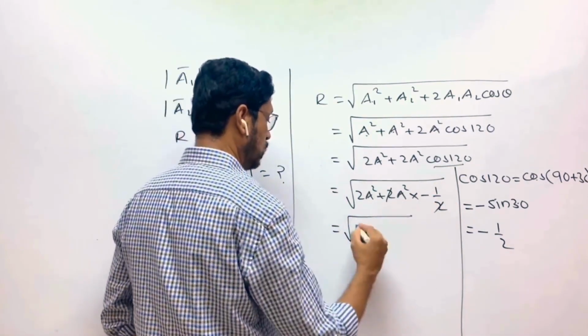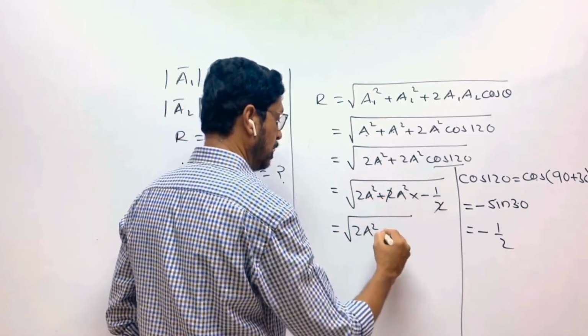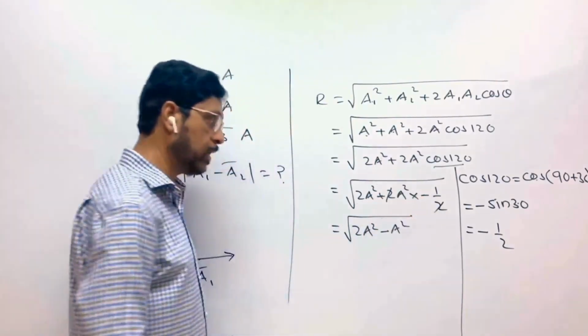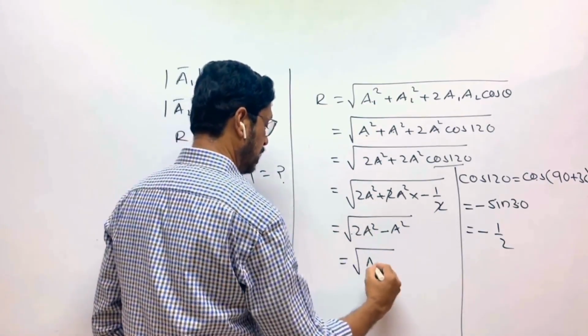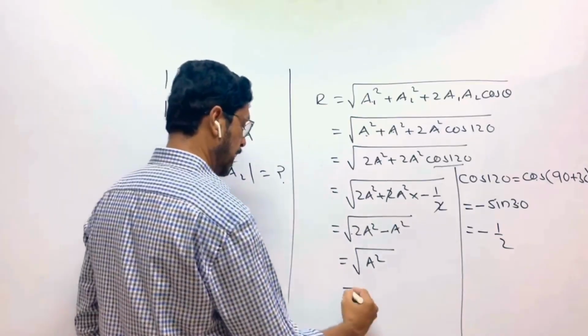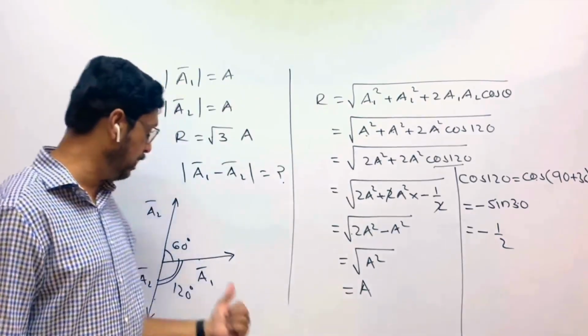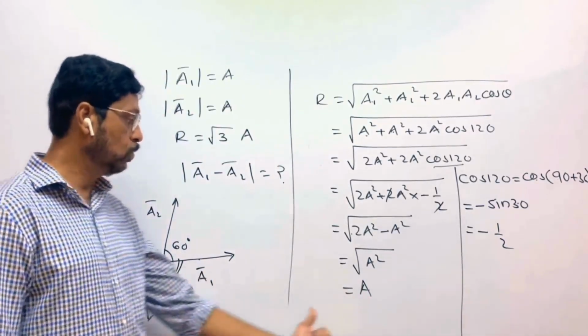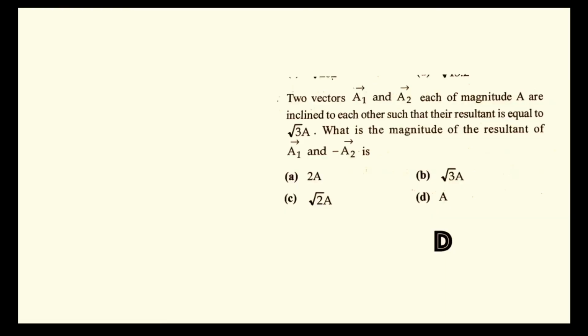That is under root 2A square minus A square. 2A square minus A square is A square. That is equal to A. So the resultant of A1 and minus A2 will be how much? A. So which one is your answer? Check the options. It is option D. The answer is A.